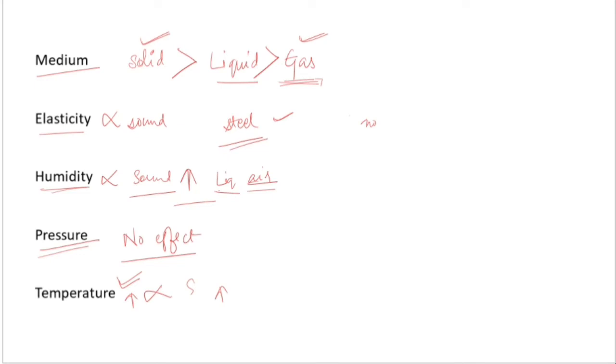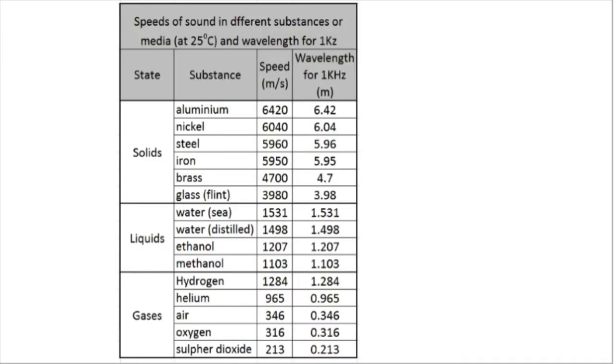But the speed of sound at various temperatures needs to be calculated through numericals, right? The speed of sound at 0 degrees Celsius is about 331 meters per second, and at 22 degrees Celsius, it is around 344 meters per second. So this is the tabular representation of the speed of sound at 25 degrees Celsius in different substances or different mediums.